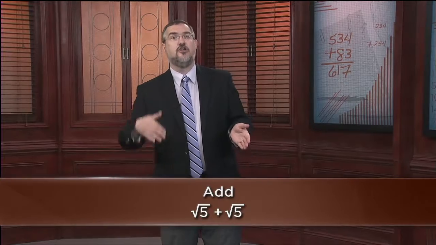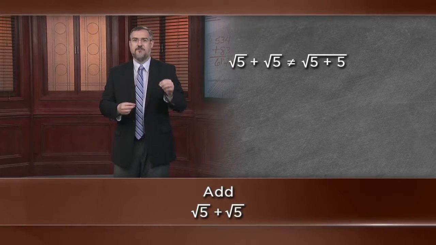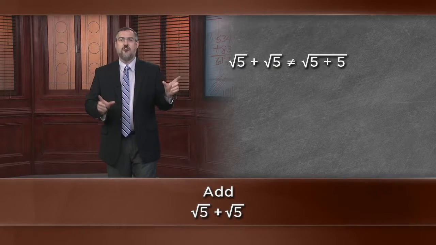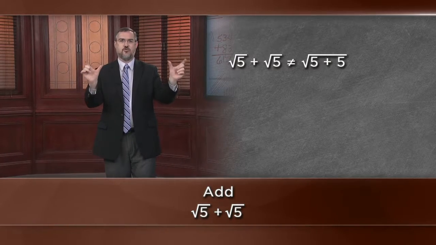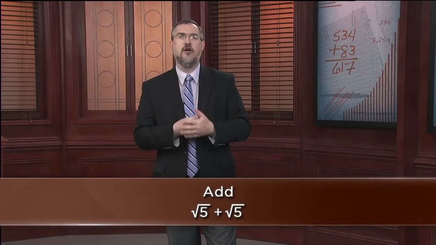In other words, can anything be done if I'm doing something like square root of 5 plus square root of 5? Now notice that that is very different from the square root of 5 plus 5. If you're looking at square root of 5 plus square root of 5, you're looking at two separate square roots already. Well, it turns out that you can do something with the square root of 5 plus the square root of 5.